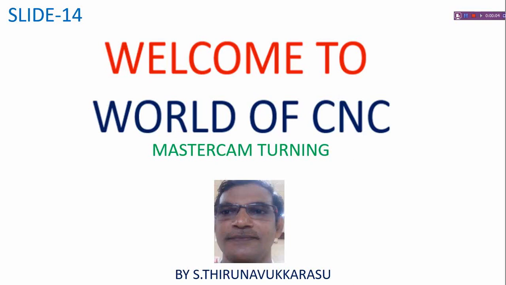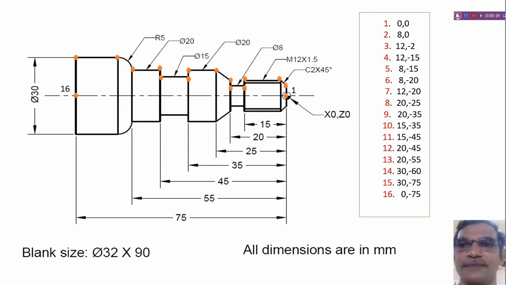This is slide number 14. In this we will discuss the turning process using Mastercam software, and the profile will be like this. We have different diameters and different lengths. The maximum diameter of the finished component is 30 mm, maximum length is 75. The raw material size is dia 32 by 90, 32 mm diameter, 90 mm length. This is the raw material size.